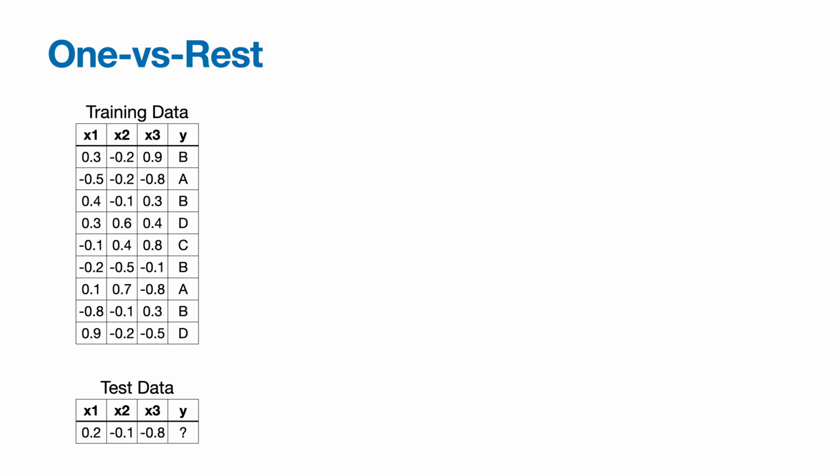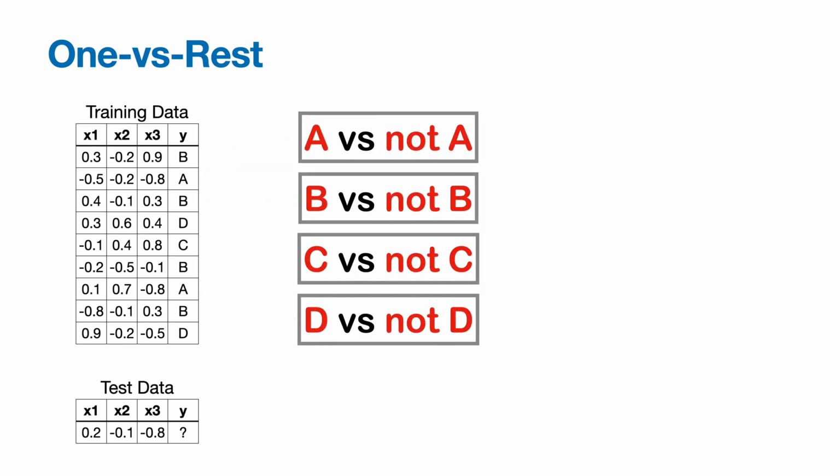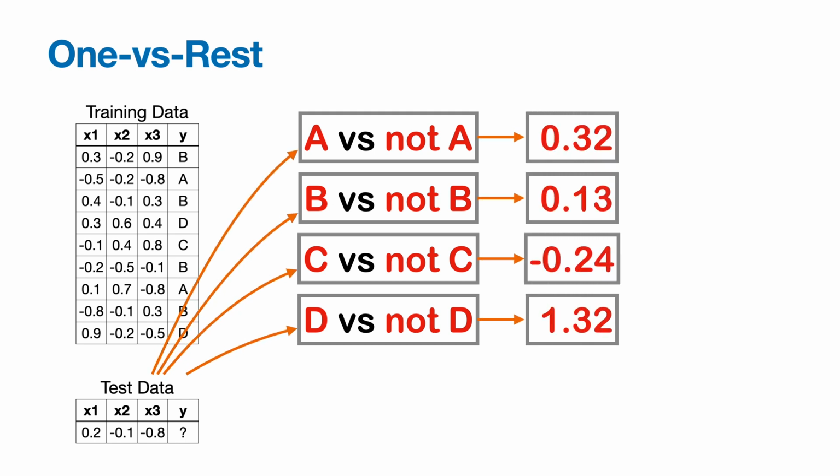The idea behind one versus rest is, suppose you have 4 target classes, A, B, C, and D. Then you train 4 binary classifiers, A versus not A, B versus not B, C versus not C, and D versus not D. Given a new sample X, you have each classifier make a prediction about X. So ideally, each classifier outputs some sort of score, like a probability, and then you just pick the one with the highest score.